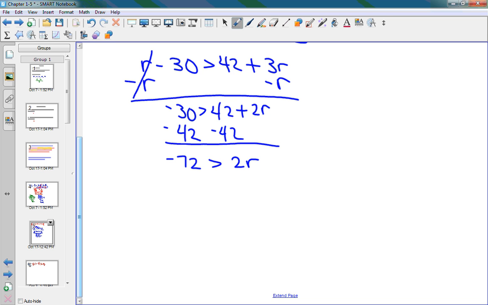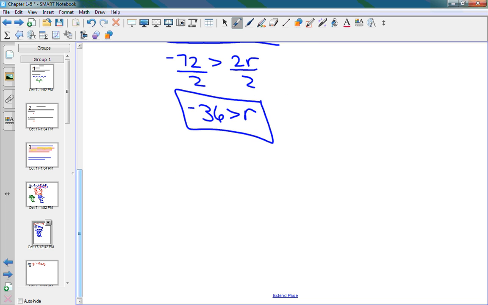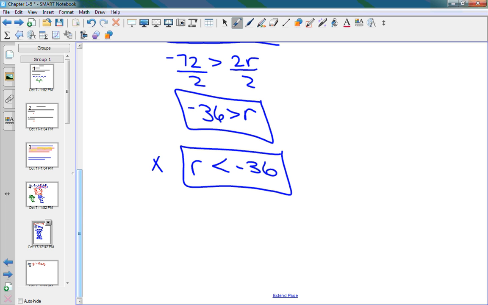And now what do I do? I divide by 2. When I divide by 2, this is going to go into it 3 times. That's going to give me a -36 is greater than R. I did not flip the sign. Now, here's my issue. Many of you are not going to be able to look at that and graph that appropriately. So what I want you to do is pick this up and swap it around. The arrow is currently pointing toward the R, so the arrow still needs to point toward the R. This is the answer that I want to see.